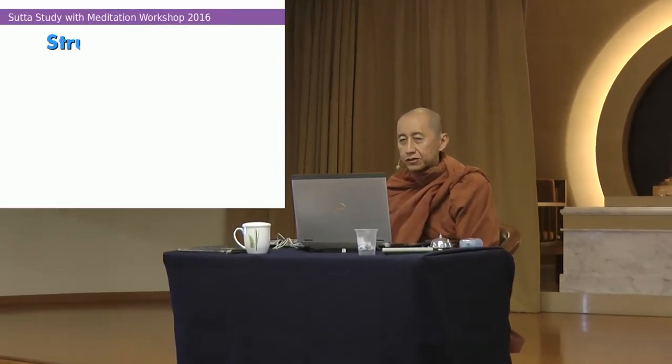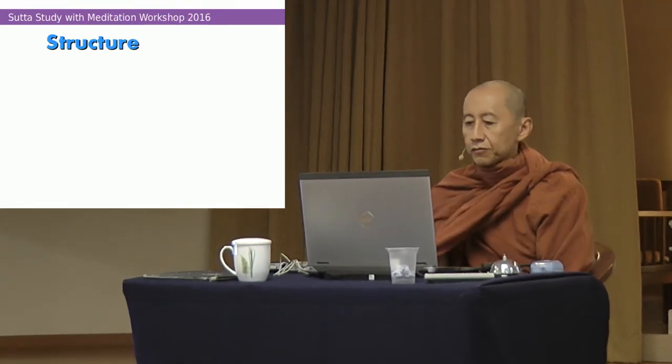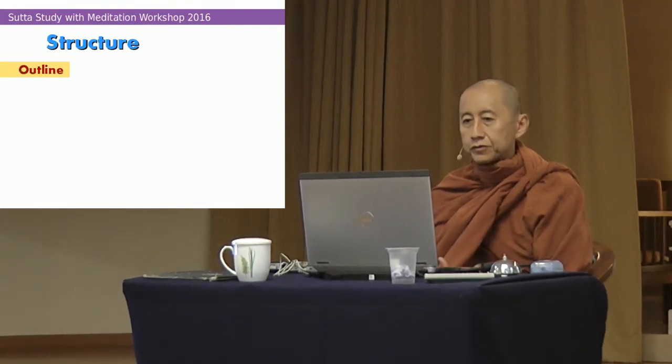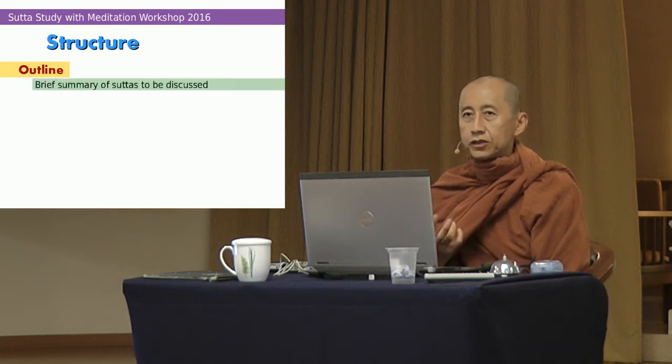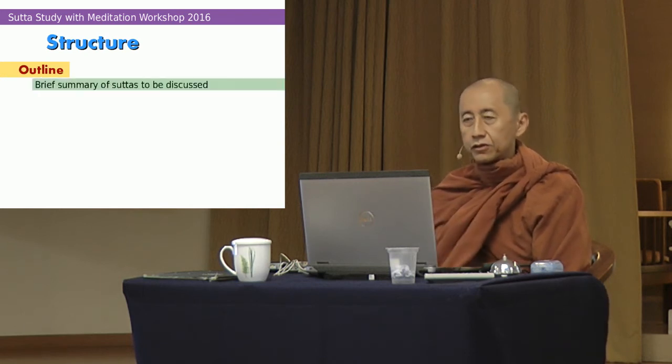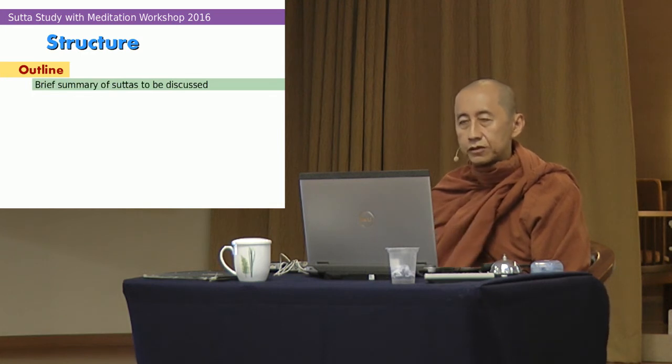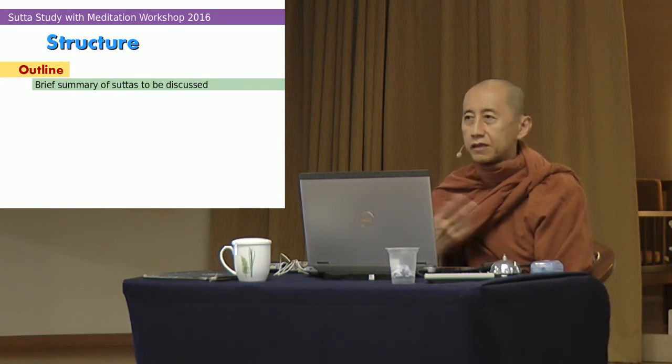Okay, I'll tell you the structure of how I'm going to conduct this workshop. First, I'm going to give you an outline or brief summary of the suttas to be discussed in each section. 3 sections, right? So I will go through the suttas and give you the gist of what these extracts are trying to convey. I'm sure that some of you might have found it kind of difficult to understand the English translations. So many negatives, when negative and negative put together, what do you get? Positive, right?